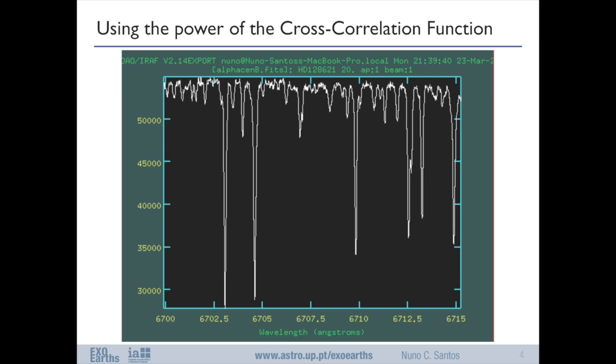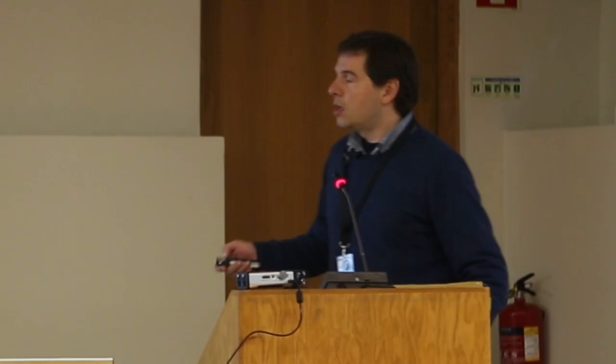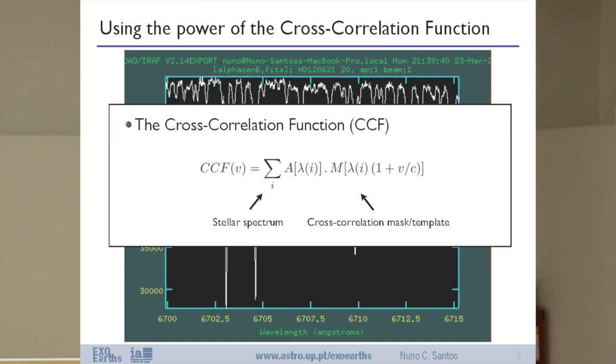Now, what we propose basically is to use what we call the power of the cross-correlation function. Here in this image, I show you a chunk of spectrum. This is a spectrum of Alpha Cen B, but it doesn't matter. It's a solar-type star. And just in this 15 angstrom region, you see there are lots of spectral lines. Now, what you can try to do is to use together all the information of these spectral lines. And to do that, you can use the cross-correlation function.